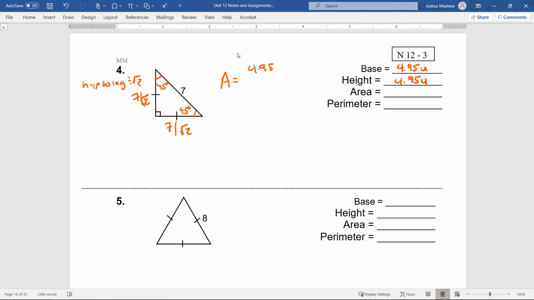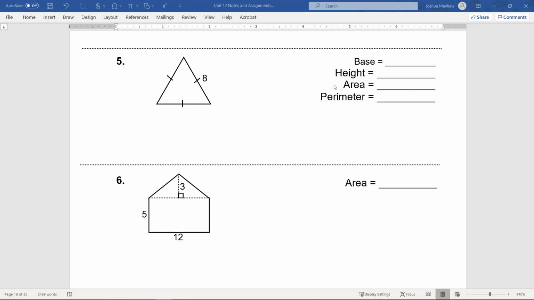Base times height divided by 2 will give me the area. We have an approximate area of 12.25 square units. And then we add those together. 4.95 plus 4.95 plus 7 gives us a perimeter of 16.9 units. Okay.